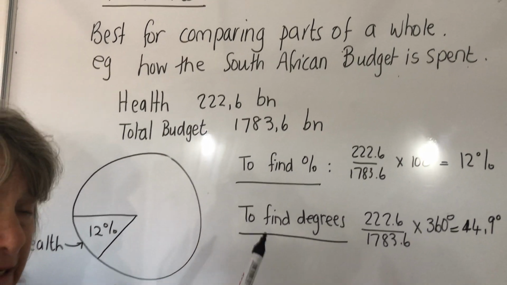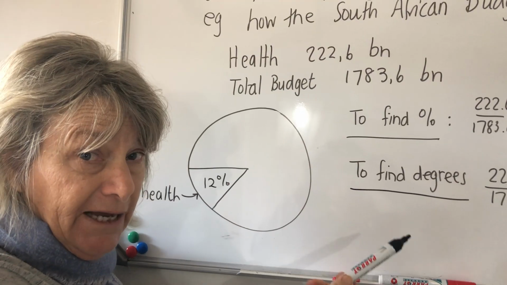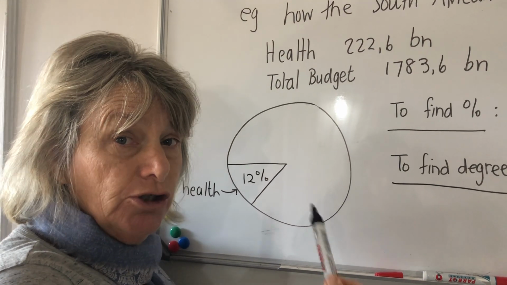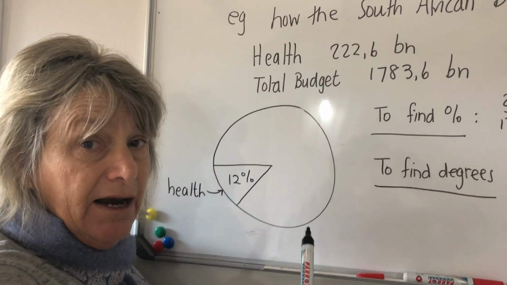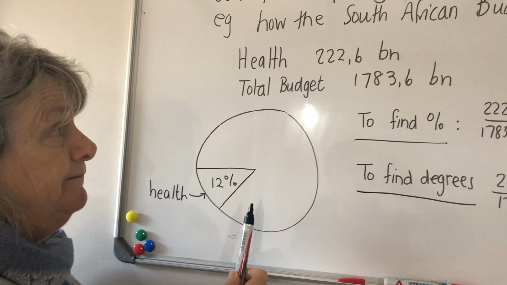In the matric final exam, you will not be asked to actually draw a pie chart, but you must be able to show how they would get the percentage and how many degrees that sector would be.